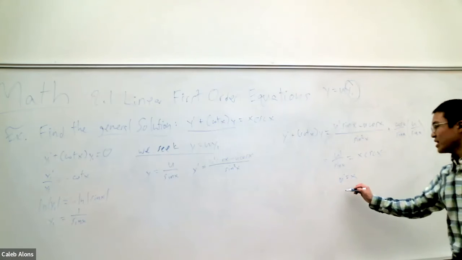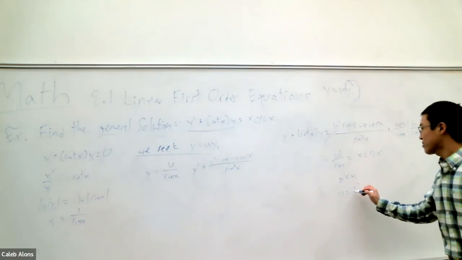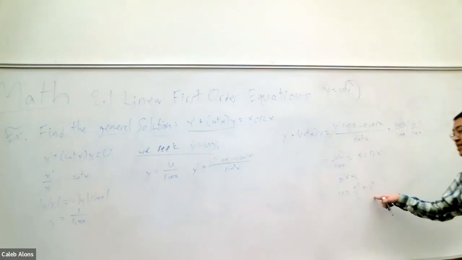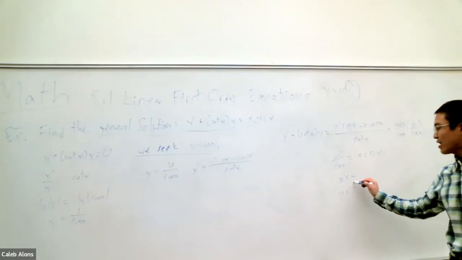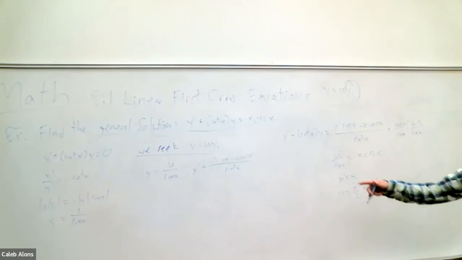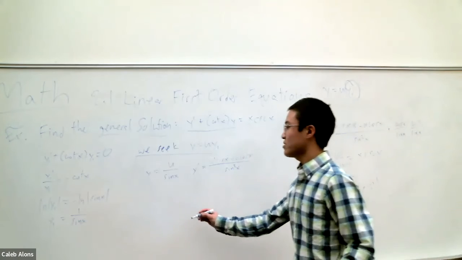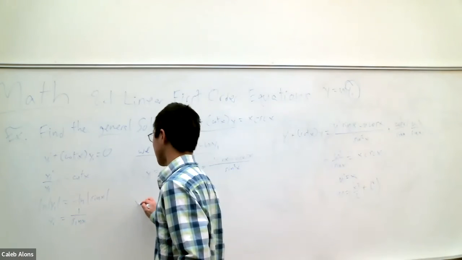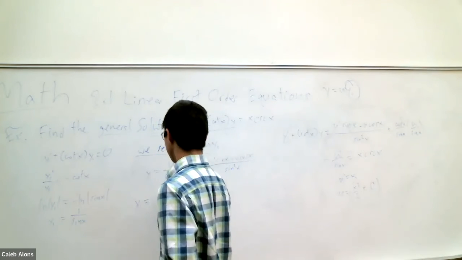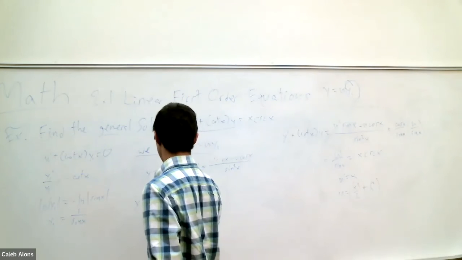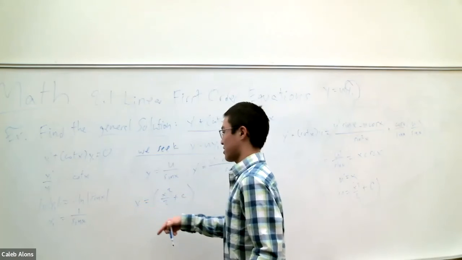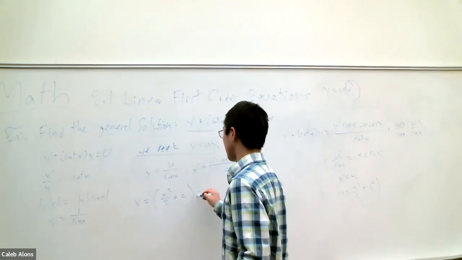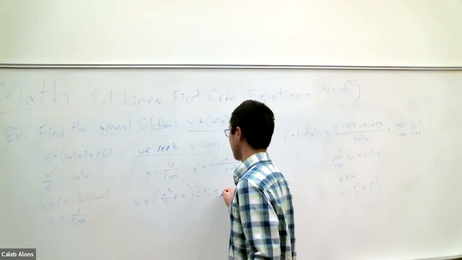So if u prime is equal to x, then u is equal to x squared over 2. Now we do need to include an integration constant in this. And so now we have all the parts we need. We have u, and we have y1, which is over there. So the general solution is going to be y equals x squared over 2 plus c times, and I'm just going to write that as cosecant because it's nice on one line.